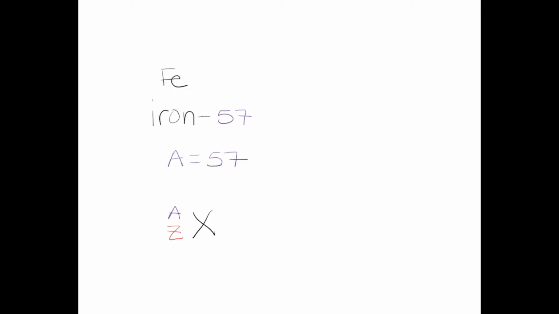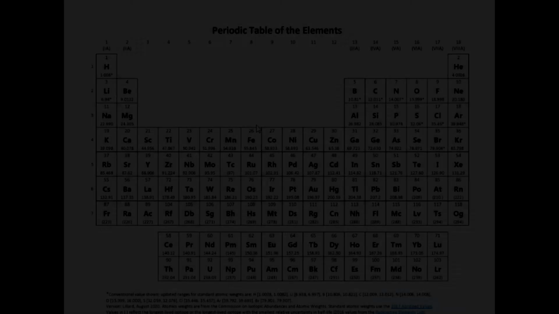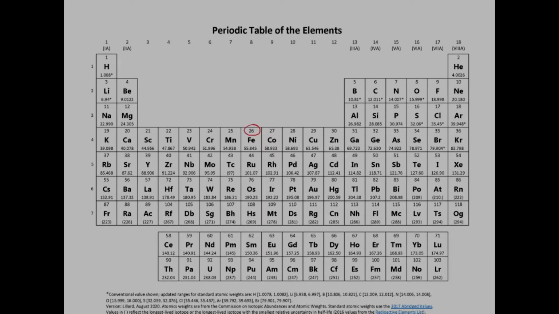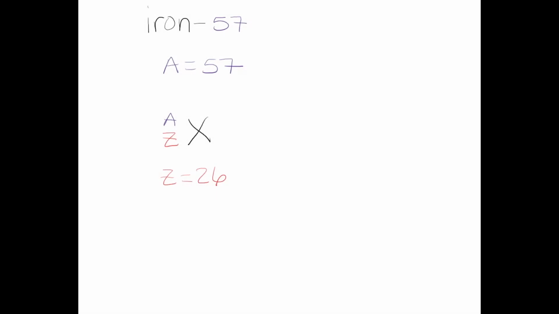The atomic number is never explicitly part of the name, but we can always find it on the periodic table. Viewing the element block for iron, we see that the atomic number Z equals 26. To write the isotope notation, we first write the symbol Fe, then we write the mass number from the name, 57, at the top left, and the atomic number we looked up, 26, at the bottom.